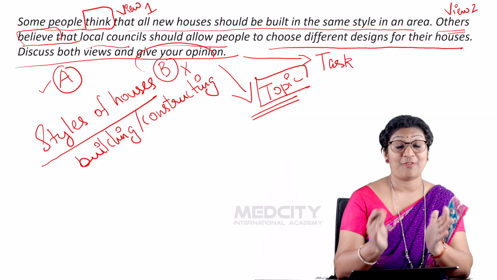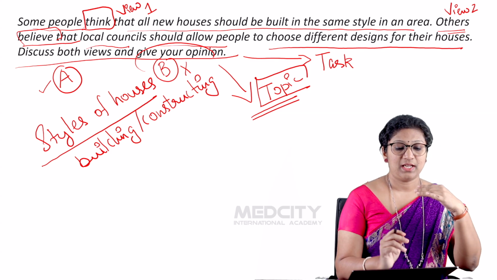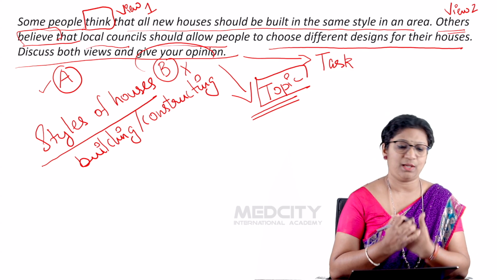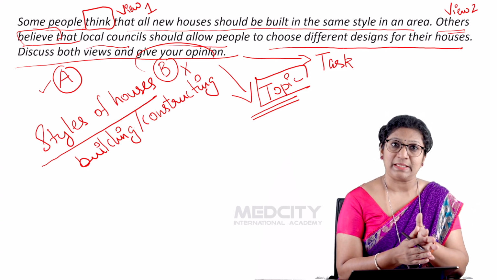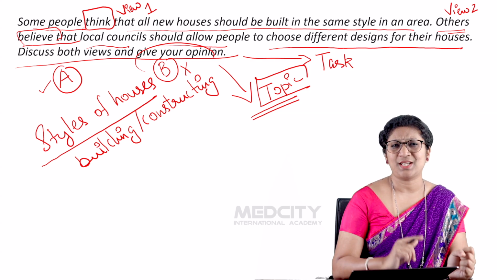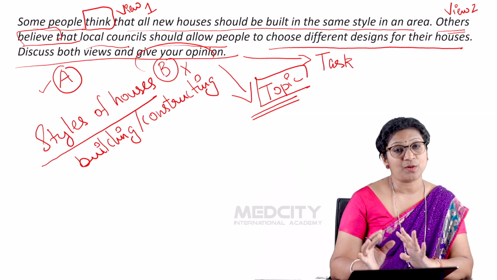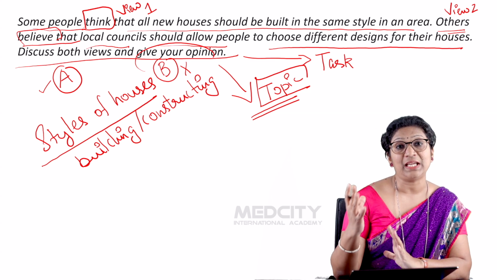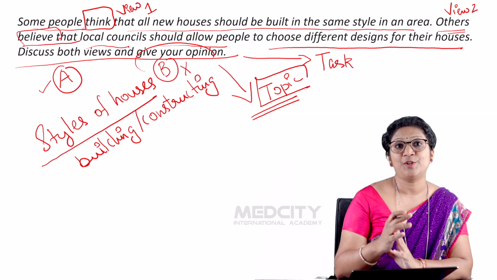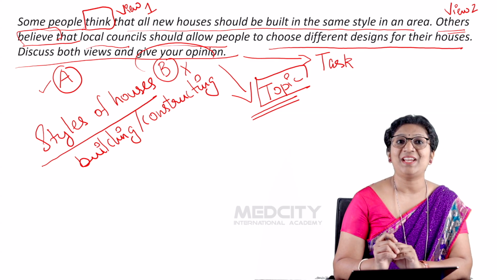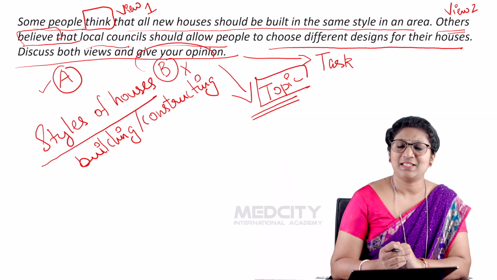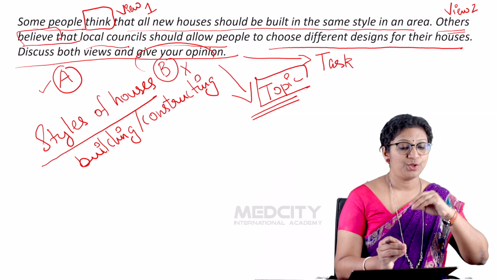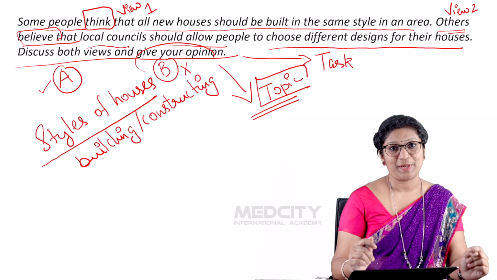You can, for convenience's sake, choose one of these given opinions as your own opinion. For instance, I can say, okay, I feel yes, every house should be built in the same style. Or I can say, no, I feel that every house should be built using the preference of the owner. So the owner's preference should be given importance, and every house should have a different design, right? So the easiest approach to this question is to choose one of the given opinions as your opinion.